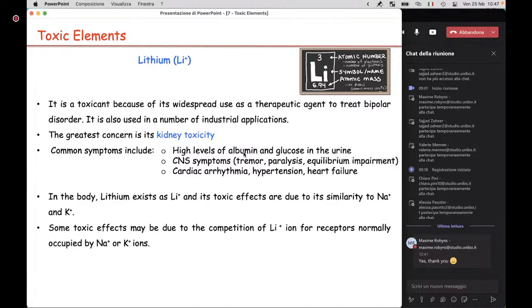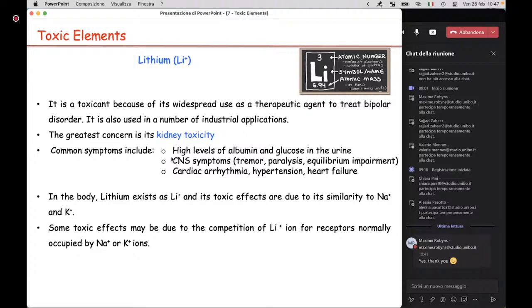I mean, albumin should stay in the blood, glucose should stay in the blood. If we have albumin or glucose in the urine, this means that we have something bad happening in our body, and in particular probably in the kidneys. In this case, of course, lithium is toxic to kidneys. So this is one of the forms of damage, important damage.